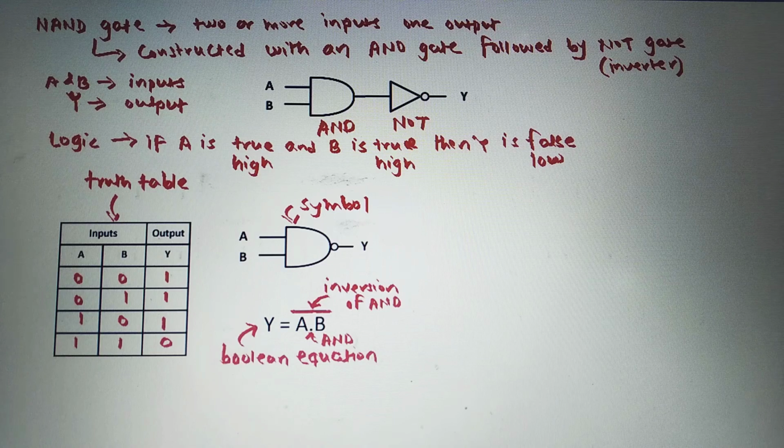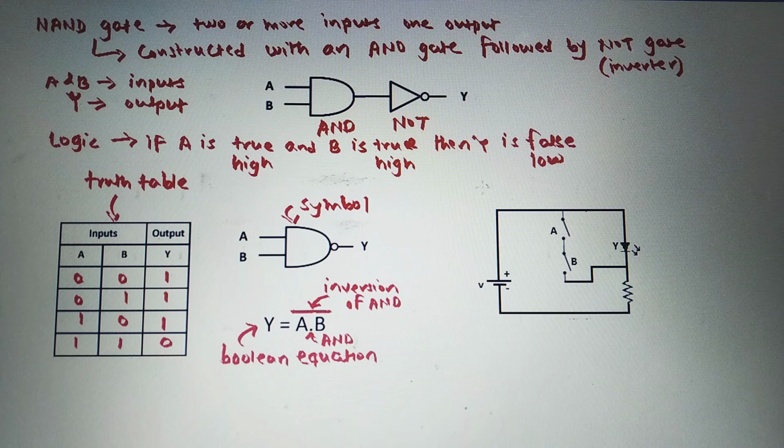So see in the first 3 combinations, the input A and B are low here. So in the first combination both the inputs are low, output is high. In the second combination input A is low, output is high. In the third combination input B is low, output is high. But in the 4th combination both the inputs are high, because of that the output is low. So this is the truth table for NAND gate.